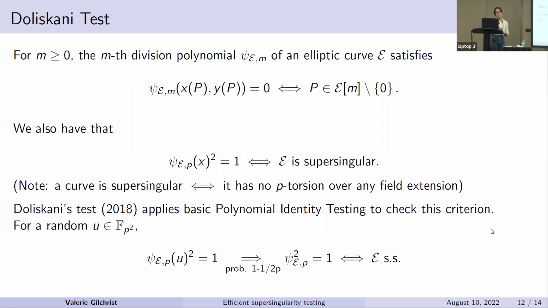And so what happens is that if we get that the polynomial evaluated at this point is constant, then one of two things is happening. Either the polynomial itself is just constant, or we happen to choose a point that was a root of the polynomial. Now, the odds that we chose a root of the polynomial is 1 over 2p, which is sufficiently small. So if we did end up getting a constant, we can say with probability 1 minus 1 over 2p that the curve is supersingular.